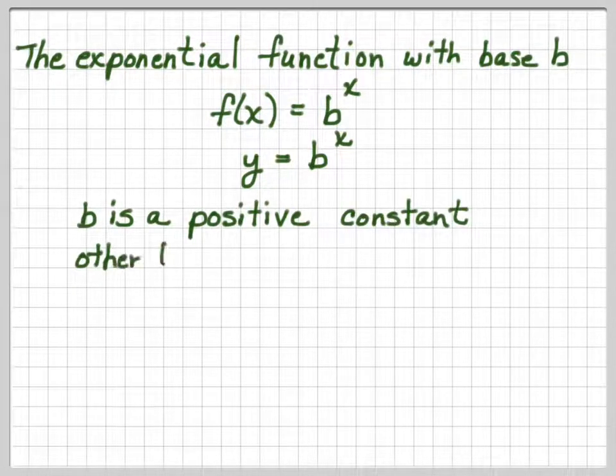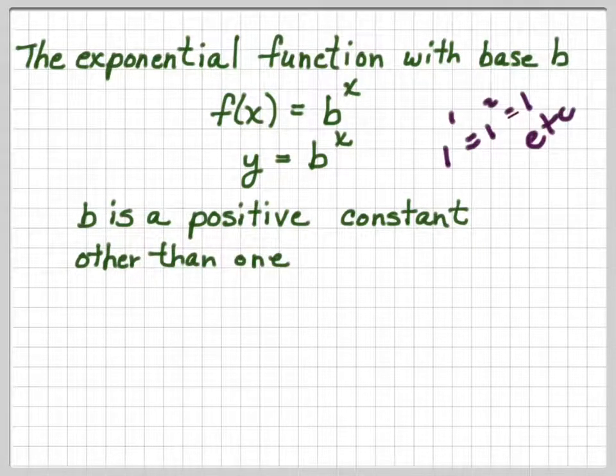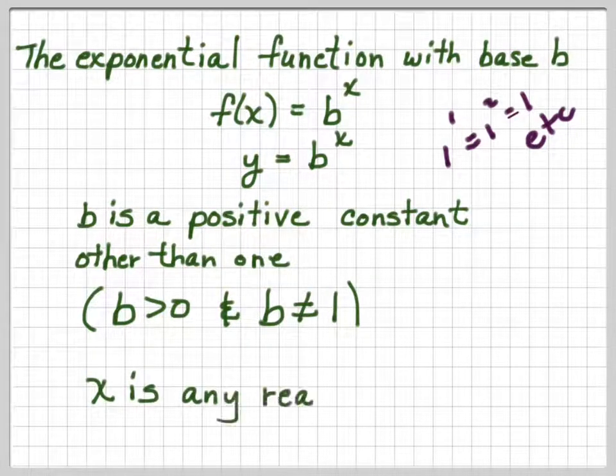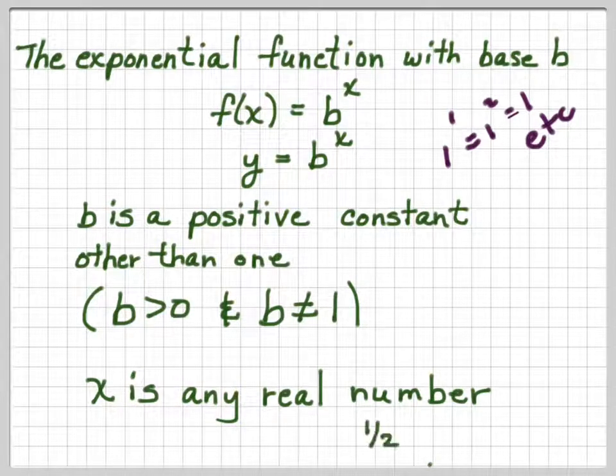B is a positive constant other than 1. And the reason for that is if b was 1, no matter what we raise it to, we would still get 1. So we can't allow b to be 1 because there would be no growth or no decay. And b must be greater than 0 and not equal to 1. X, the exponent, is any real number. And that can be a half is a real number, pi is a real number, it's irrational but it's still real. Square root of 2 is a real number. 6 is a real number.